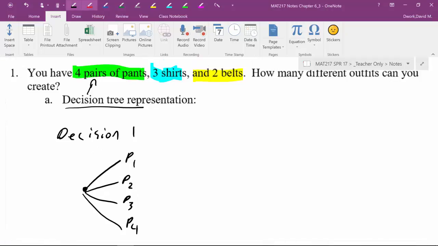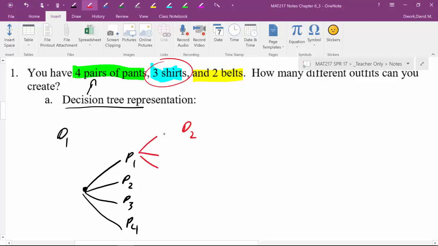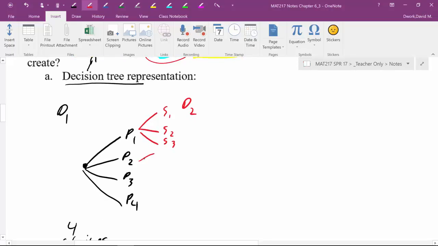Now comes decision 2. I'm going to start abbreviating this. Instead of writing it out, I'm just going to call it D sub 2 for decision 2, and this would be D sub 1 for decision 1. For decision 2, now I have 3 shirts to choose from. And it didn't matter what pair of pants I wore. So if I have pair of pants 1 on, I now have 3 choices. I can wear shirt 1, shirt 2, or shirt 3.